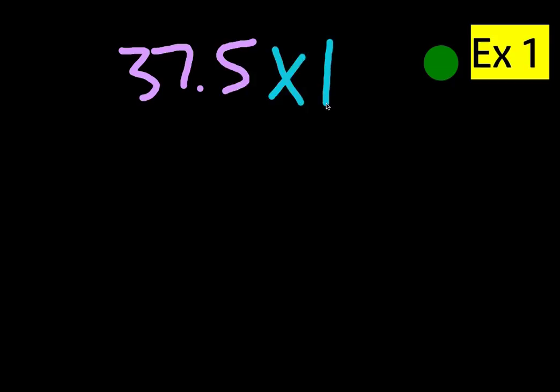Alright, so let's say we have 37.5 times 10 squared. The decimal is not where it should be. It needs to be moved, and that's going to be our first step. So let's go ahead and take a look at the steps for solving this problem.